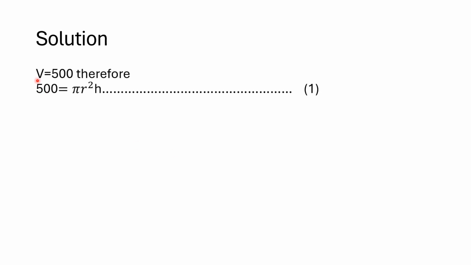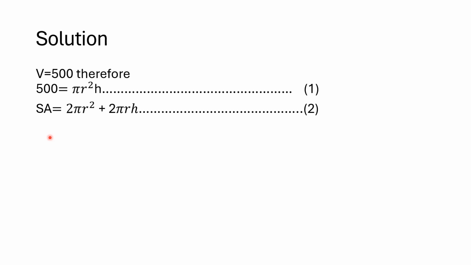Okay, so we're going to move into our solution. So first, what do we know? We know that our volume is 500, so we equate that to the equation for the volume of the cylinder. So V is equal to 500, therefore 500 is equal to pi r squared h. Then our second equation, which we were given, luckily, is surface area is equal to 2 pi r squared plus 2 pi r h.